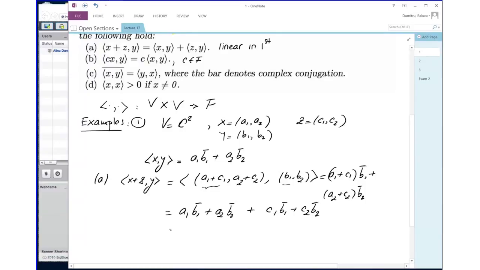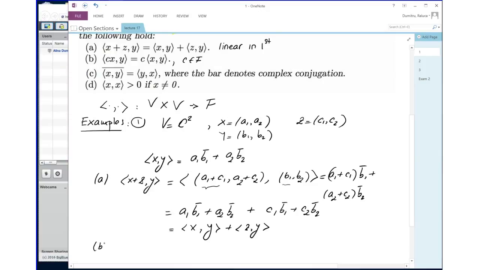I can regroup and end up with the inner product between A and B plus the inner product between C and B. Which, of course, that doesn't make sense. I call them X, Y, and Z. X, Y, plus Z1. Okay? So that's the first property.